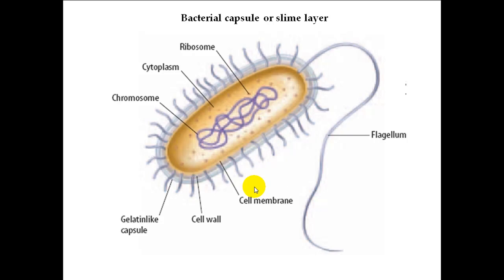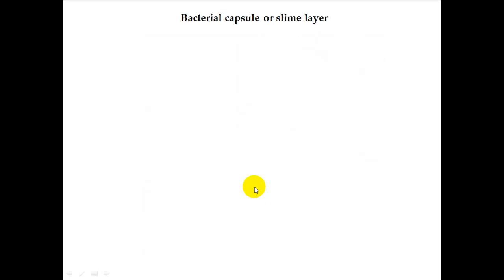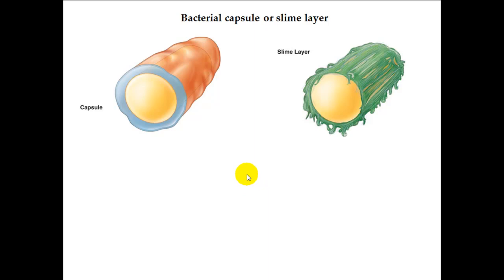That's the outermost covering of this bacterial cell. So we'll take a closer look at the capsule or slime layer of bacteria. Capsules and slime layers are basically the same thing. They're made up of the same stuff, and they do the same things. The difference, though, is basically how neatly organized, how neatly packed together the structure is. So you can see the differences in the structure here.